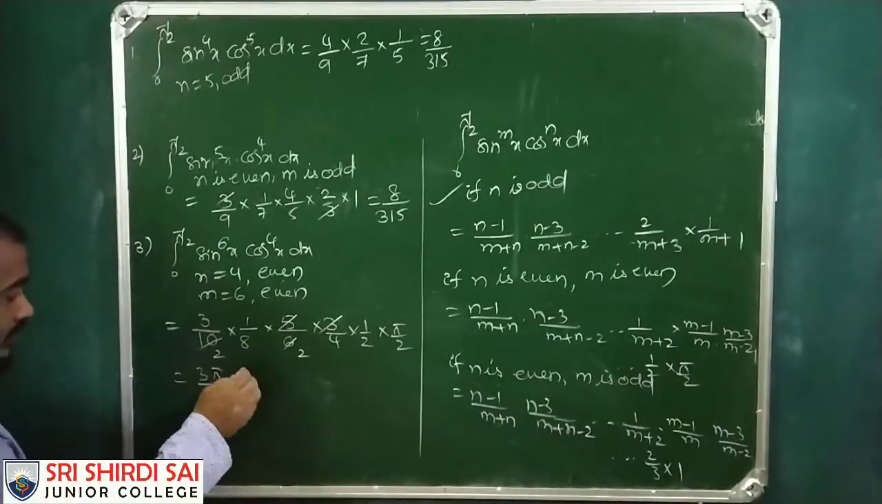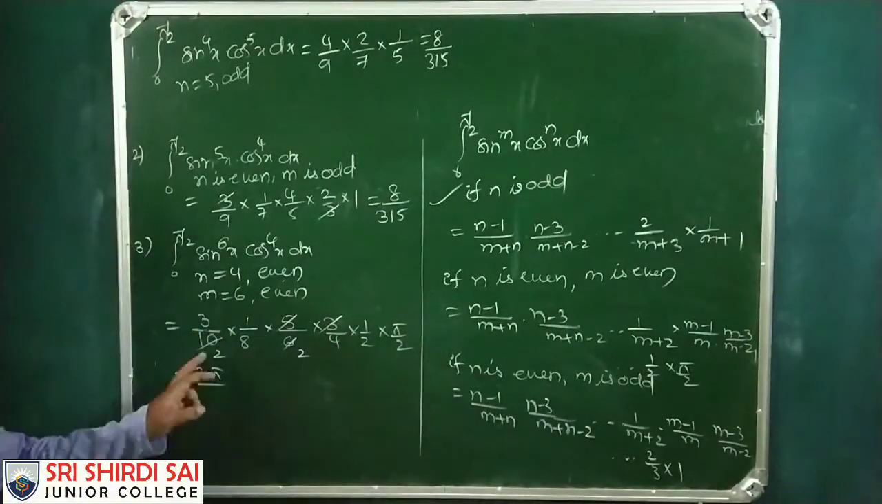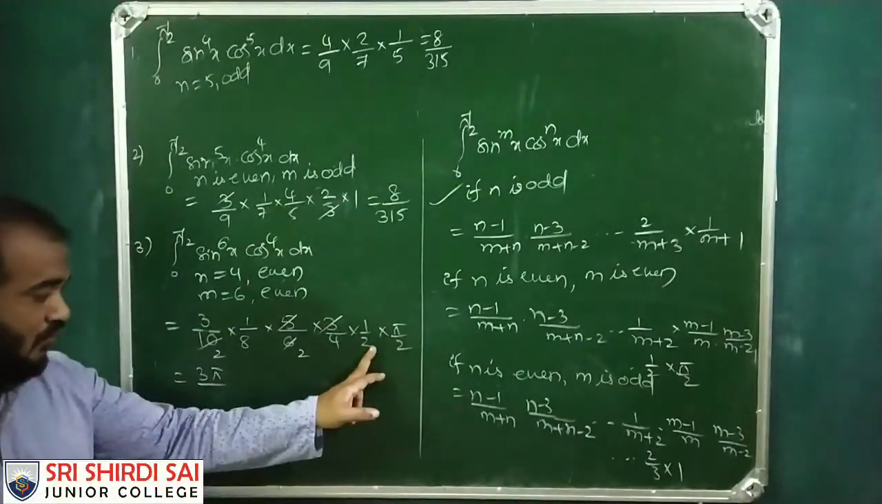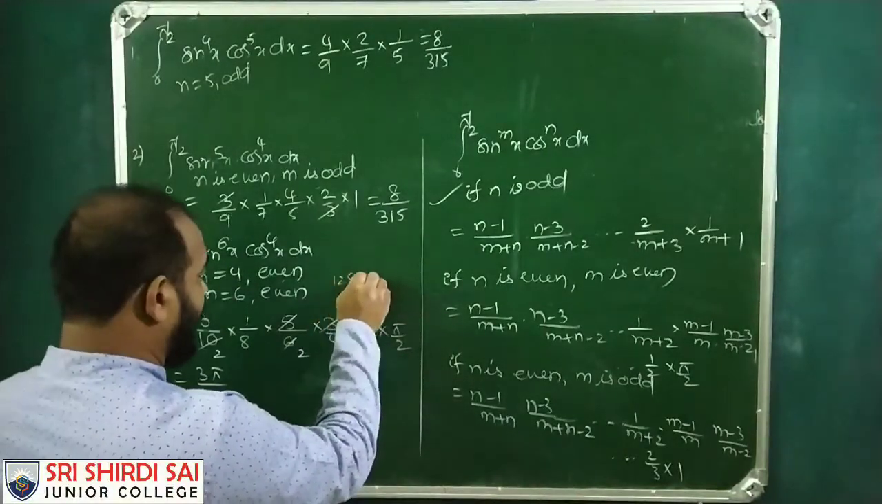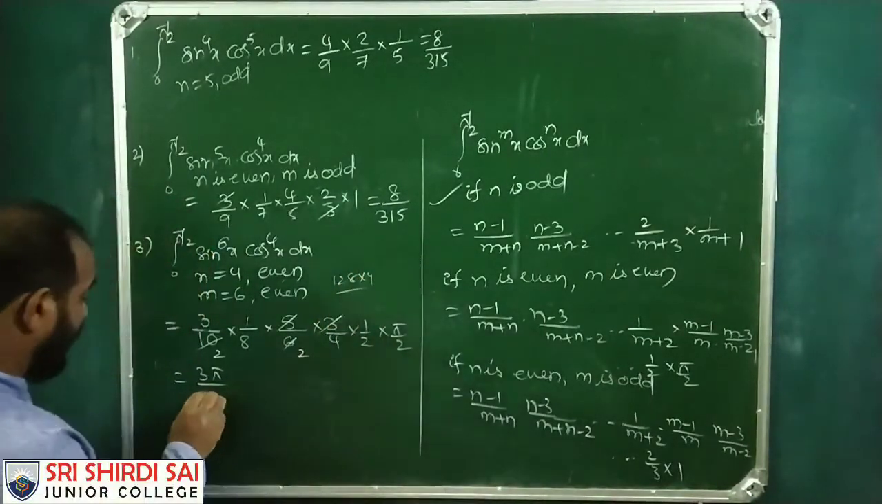3 pi by 2, 8s are 16, 16 2s are 32, 32 2s are 64, 2s 128, 4s 512.